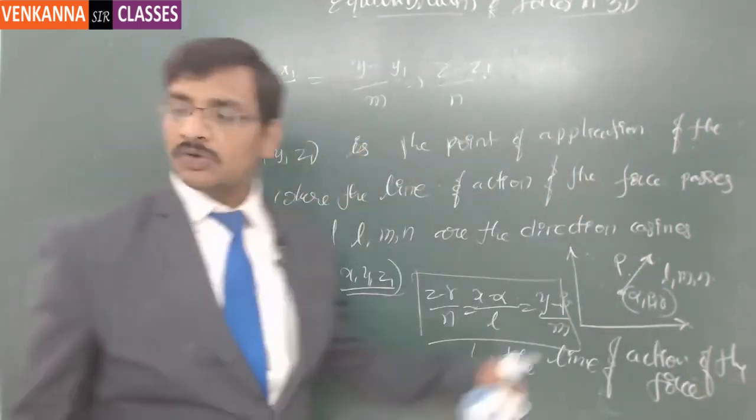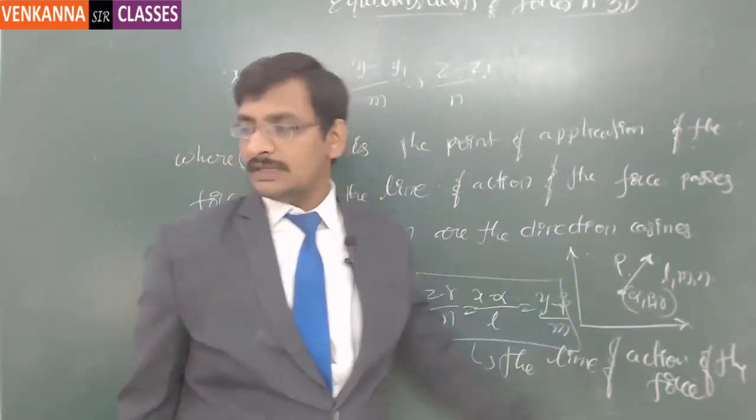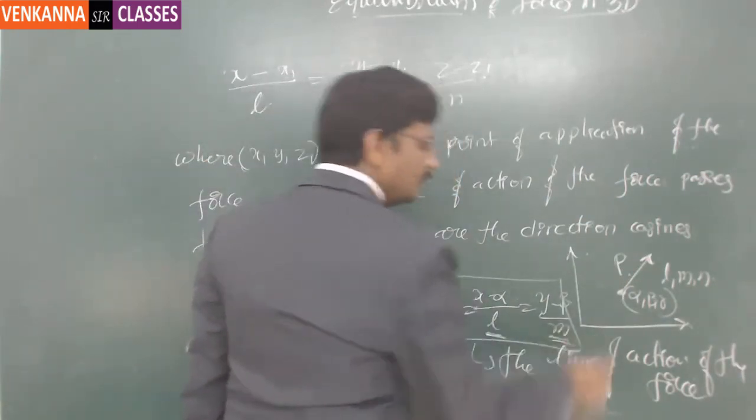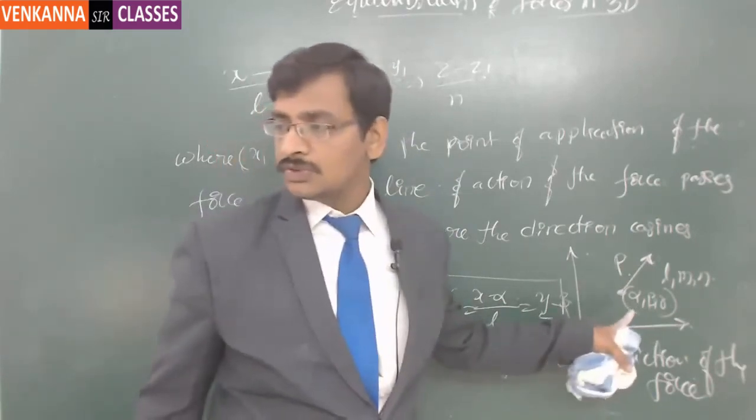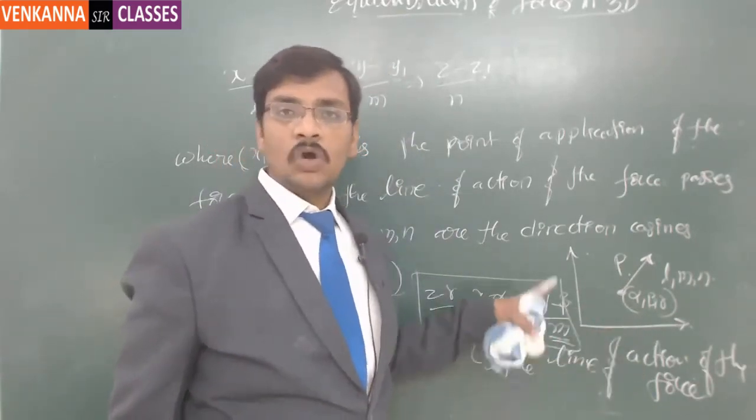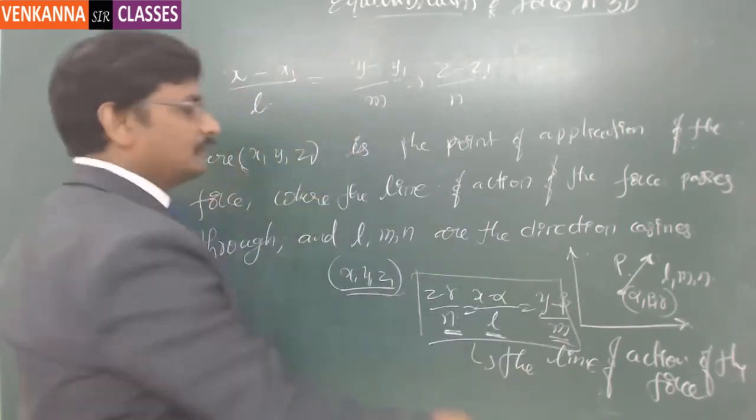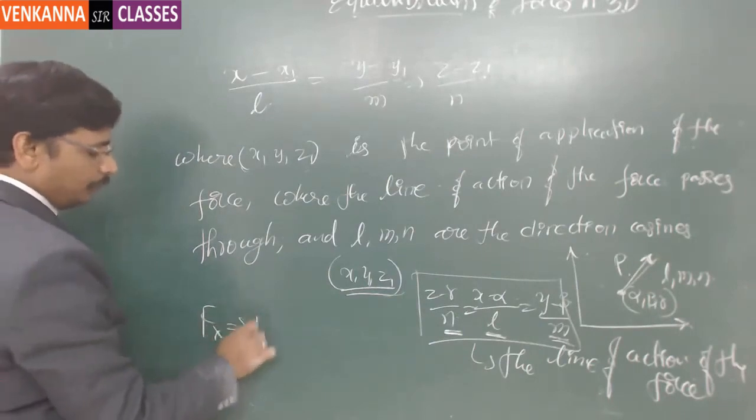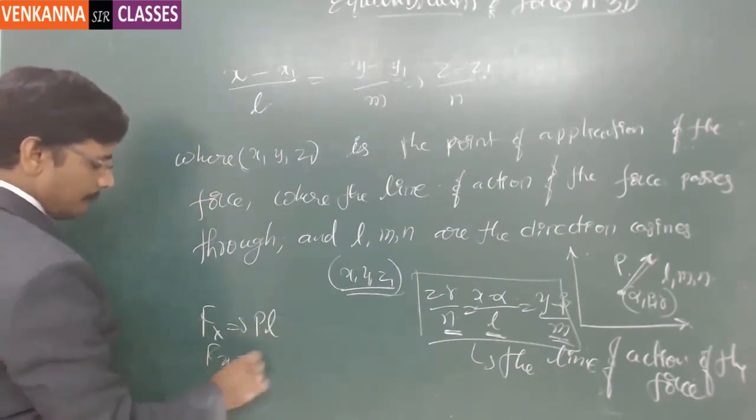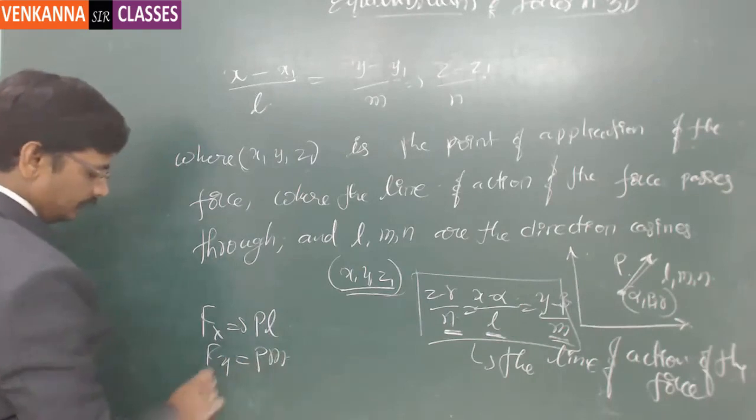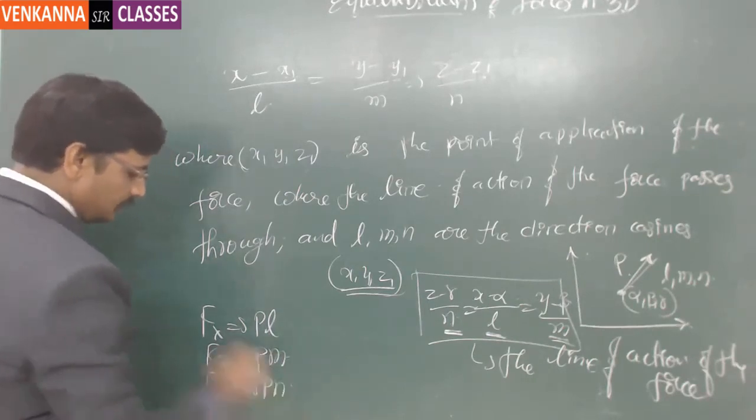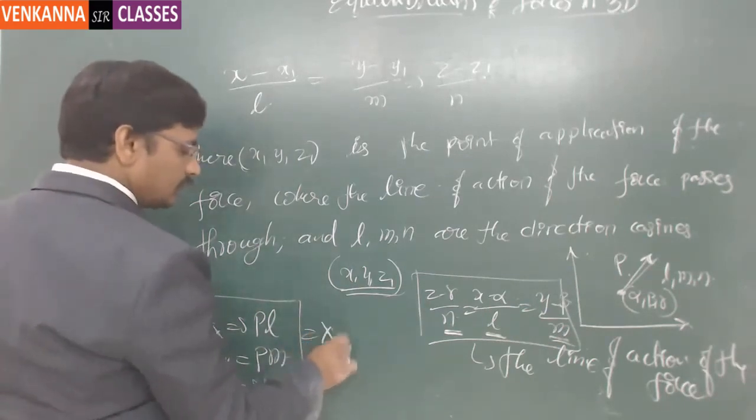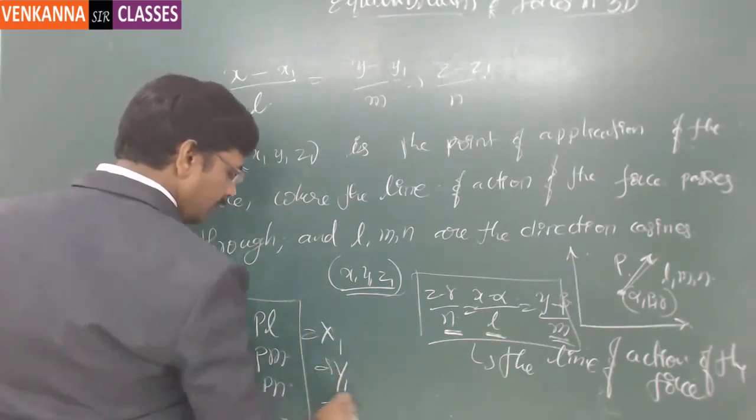Now if you want to find out the component of the force along the x-axis, y-axis and z-axis, you are interested in these direction cosines, because that is the line of action of the force. So these L, M, N values will decide the components along x, y, z. That means if this total force is P, then the force component Fx is equal to PL, Fy is equal to PM, and Fz is equal to PN. So these are the force components along the x-axis, y-axis and z-axis.